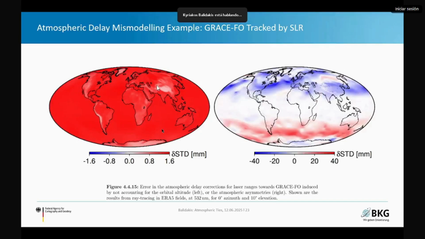And then the second is that although laser observations are affected by gradients, they are usually not modeled a priori, and they are also not solved during the processing. And this causes the slant delays to be wrong by several centimeters if your station is not at the equator, and SLR has no stations within the equatorial belt.